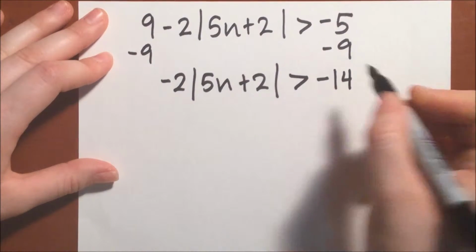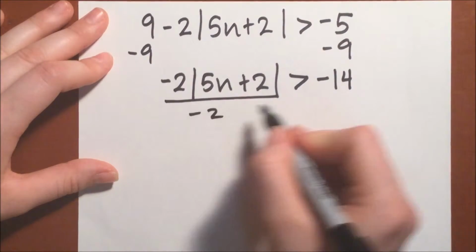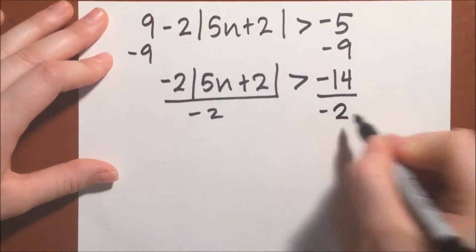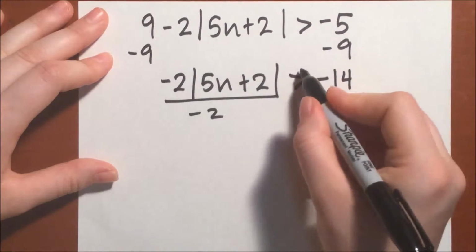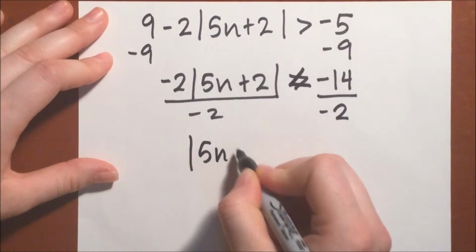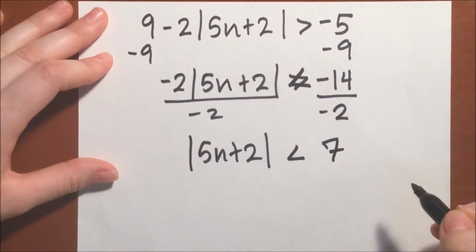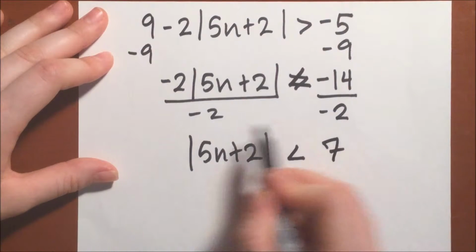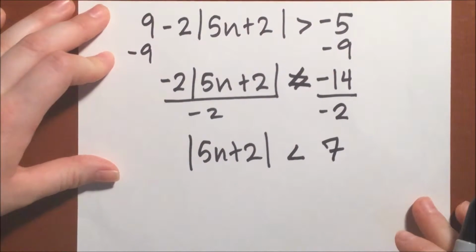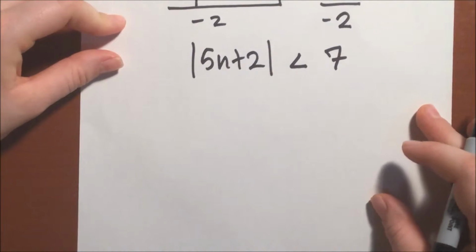Okay. So I have that negative 2 times into my absolute value. I'm going to divide by a negative 2. And when I divide by a negative number, I have to switch my inequality sign. So I have absolute value of 5n plus 2 is less than 7. I look at this statement. Can my absolute value be less than a positive 7? Yep, that's fine. So I'm going to start solving.